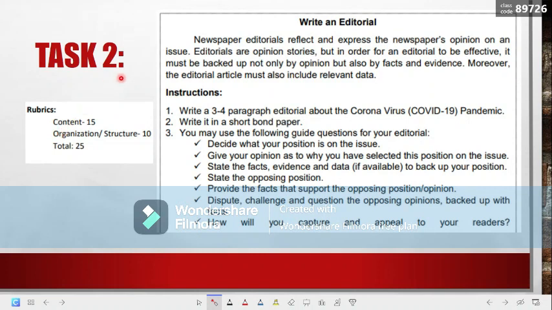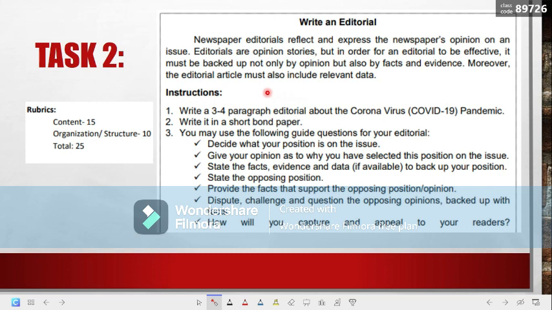Task number 2. Let's read first the rubrics. The content is 15, organization and structure is 10, total of 25 points. So you have to write an editorial. So newspaper editorials reflect and express the newspaper's opinion on an issue. Editorials are opinion stories, but in order for an editorial to be effective, it must be backed up not only by opinion but also by facts and evidence. Moreover, the editorial article must also include relevant data.